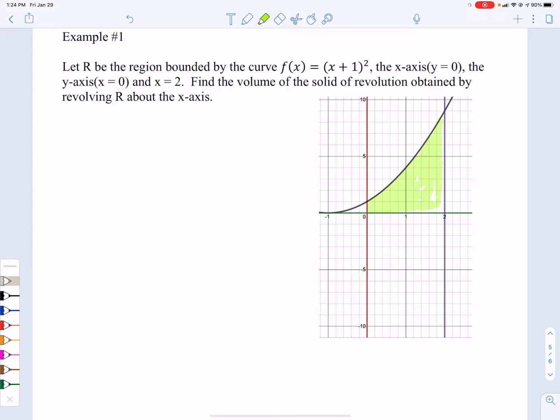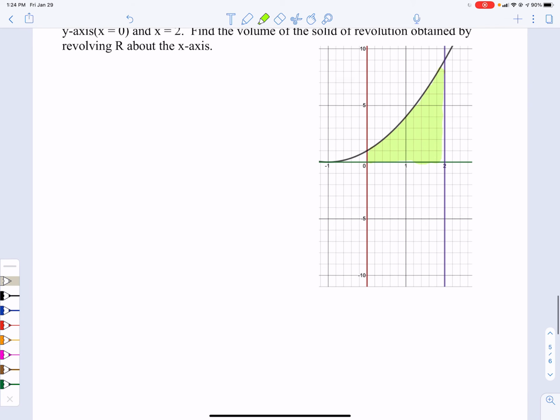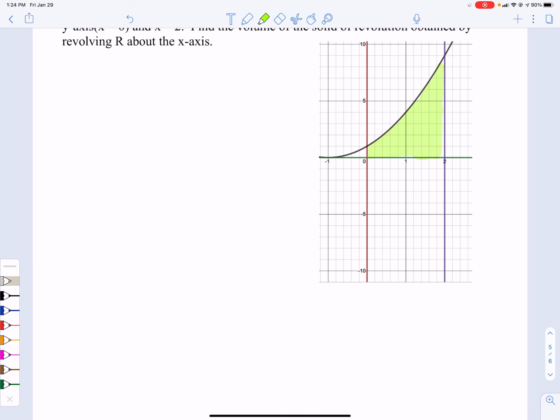So if they didn't give you this graph, you'd have to be able to graph this and figure out the region. So that's R, the region bounded by those 4 graphs. We're going to rotate this around the x-axis. So here is where you have to kind of see what's going on.